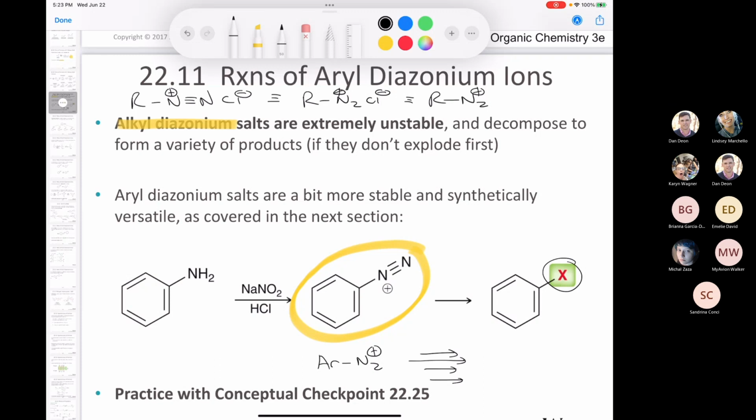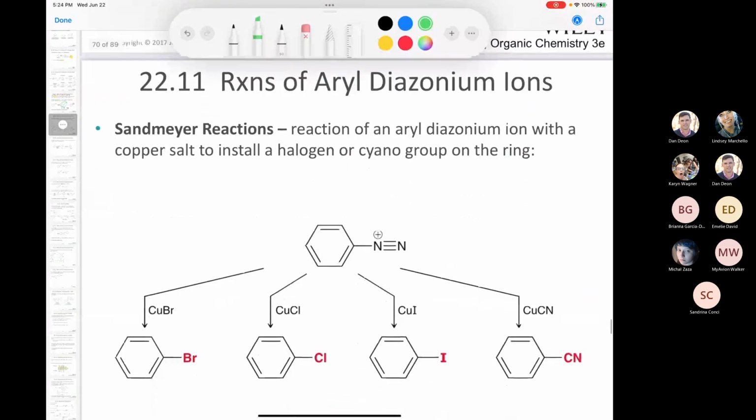But if you have an aryl diazonium salt, it's more stable and it's synthetically versatile. And that's what we're going to talk about right now. This is an aryl diazonium ion right here. So if you have an aromatic ring with a diazonium ion on it, you can do all kinds of interesting chemistry. So let me show you some of that.